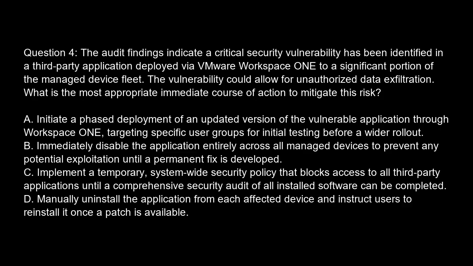Option A. Initiate a phased deployment of an updated version of the vulnerable application through Workspace ONE, targeting specific user groups for initial testing before a wider rollout. Option B. Immediately disable the application entirely across all managed devices to prevent any potential exploitation until a permanent fix is developed. Option C. Implement a temporary, system-wide security policy that blocks access to all third-party applications until a comprehensive security audit of all installed software can be completed. Option D. Manually uninstall the application from each affected device and instruct users to reinstall it once a patch is available.